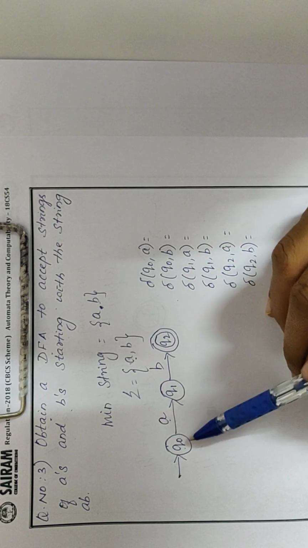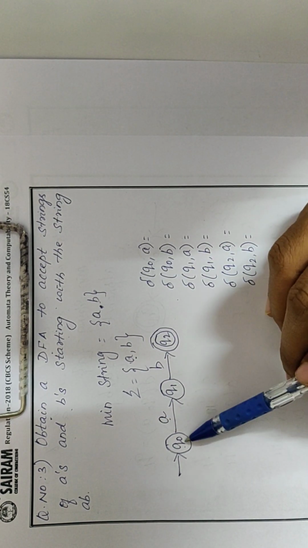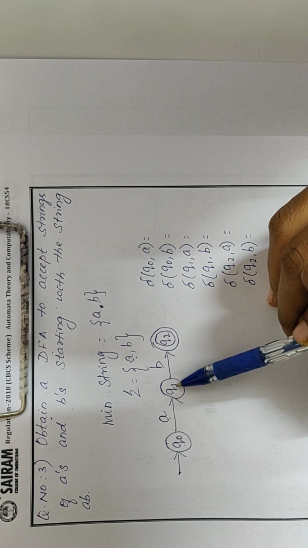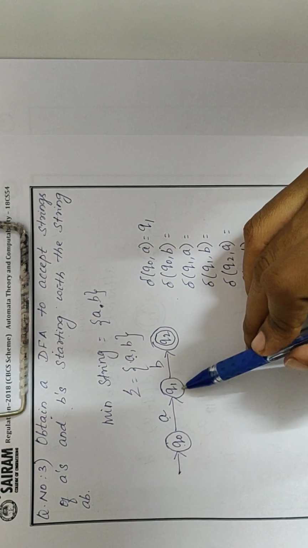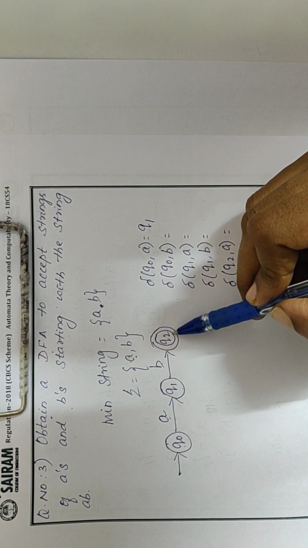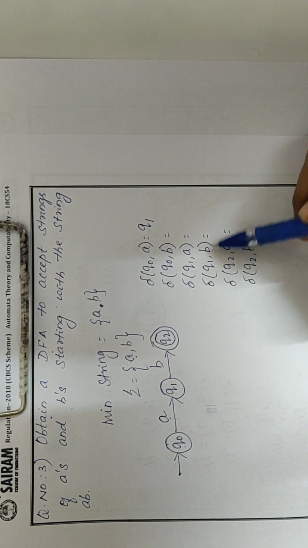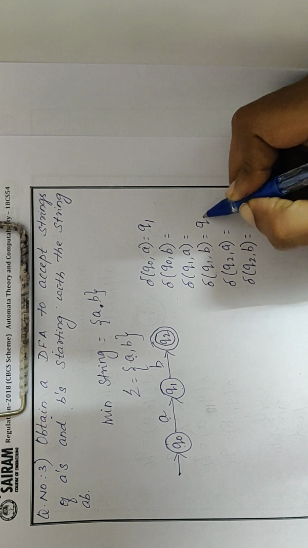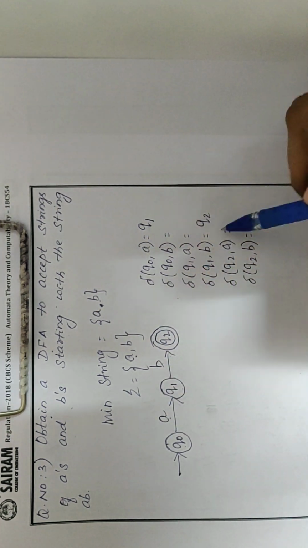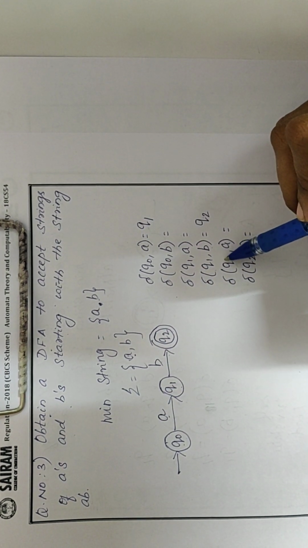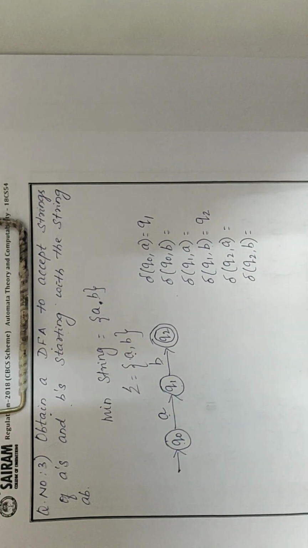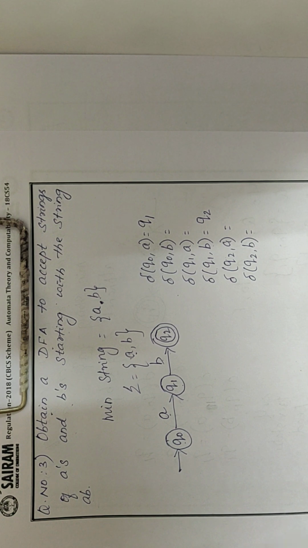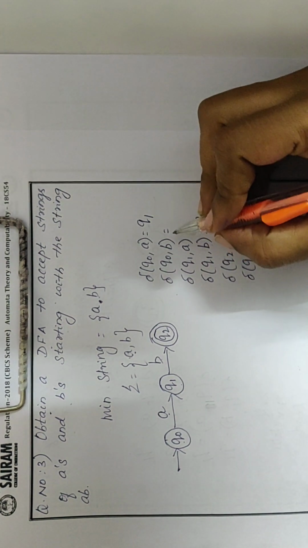So I have Q0 comma A. It is moving to Q1, so I can fill this. Now what about Q1 comma B? It goes to Q2. I have only these 2. The rest I have to fill. While filling, you have to use your pencil.